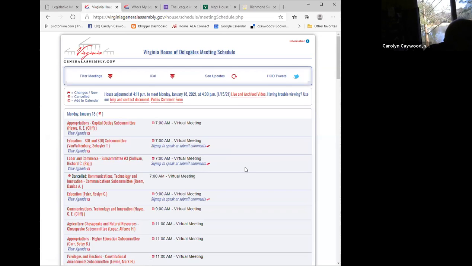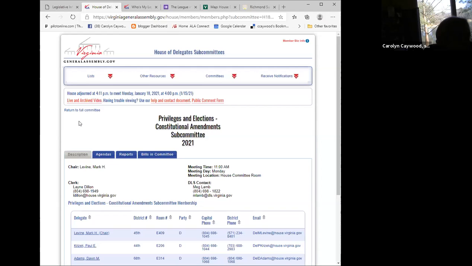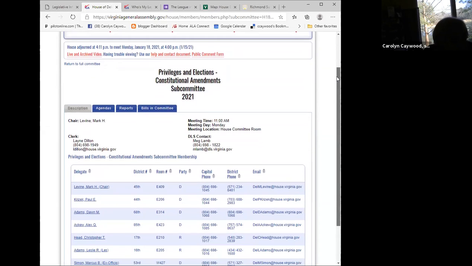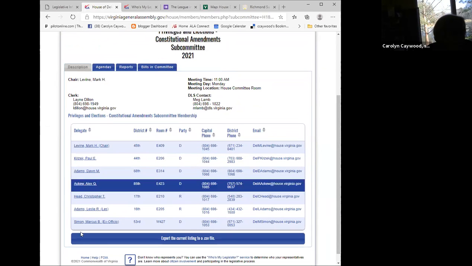You can also get an email feed from what a committee is doing. That's what we were looking for. So here's Privileges and Elections, the Constitutional Amendments Subcommittee, which is going to figure largely in the League's interests. We got the members.